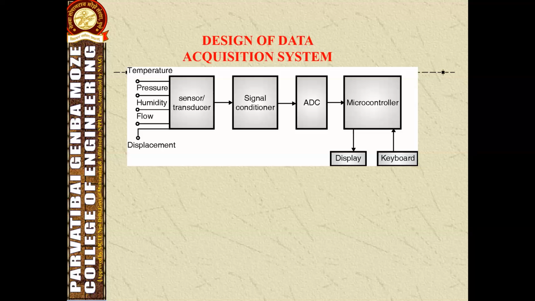Next comes the sensor and transducer. Sensors are used to convert a physical parameter into an electrical signal, and typical physical parameters include pressure, temperature, humidity, flow, displacement, velocity, acceleration, etc. Transducers like the strain gauge, LVDT, load cell, RTD, and thermocouples are used to convert the physical parameters into the equivalent electrical signal. And the electrical signal is applied to the signal conditioning circuits.